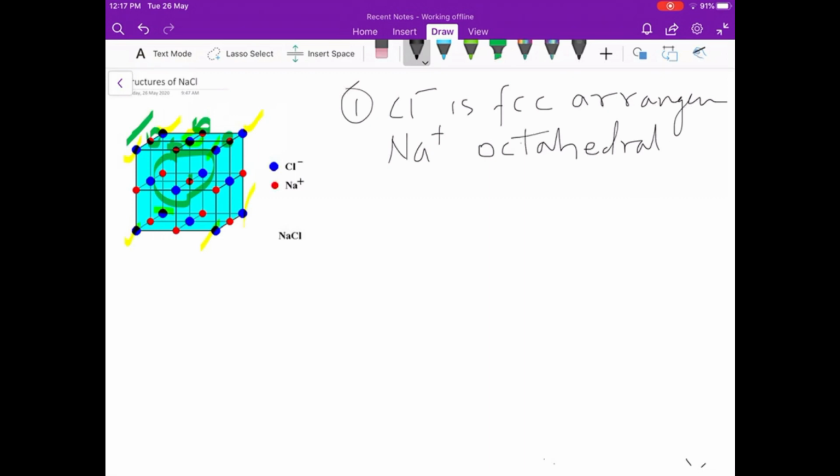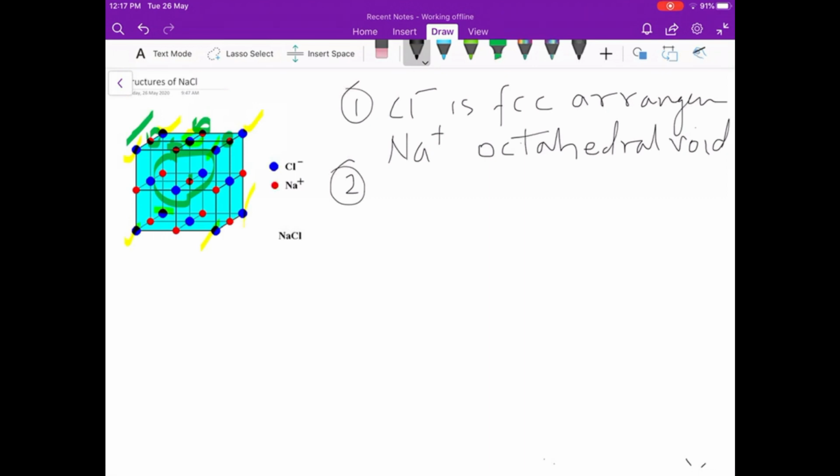They are occupying the octahedral voids. So wherever those octahedral voids are, that sodium ion, the red dots that you see, are located at the octahedral voids. Then the second thing that we have to discuss is the total number of chloride ions. As I already discussed, chloride ions are at the 8 corners.